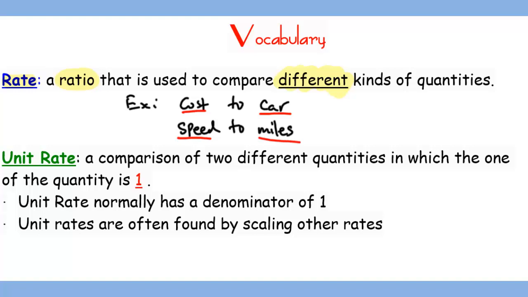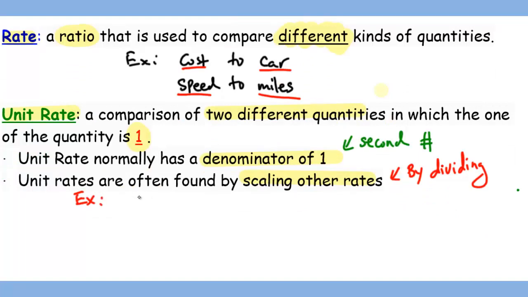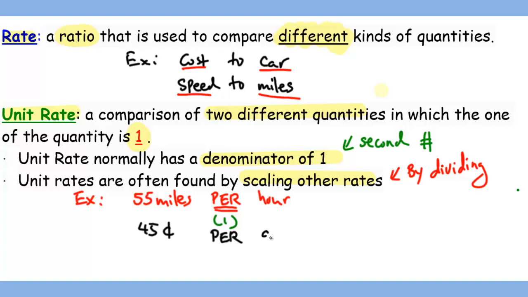The next word is unit rate. It's a comparison of different quantities, where one of them will be turned into one. And normally in a unit rate, we write the denominator as 1, which is the second number. Unit rate is normally found by scaling the number down by dividing. Some examples of a unit rate can be 55 miles per hour, where per means 1 right here, or 45 cents per apple. Also right here, the per means 1.